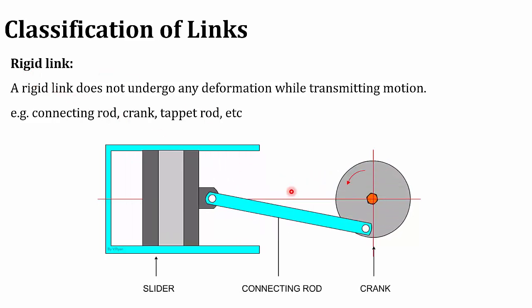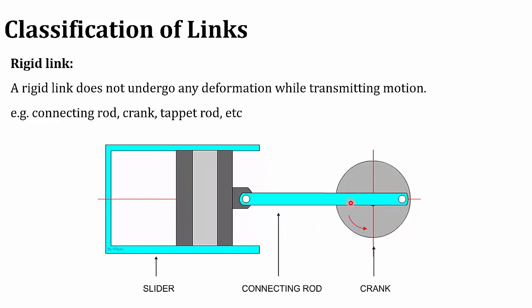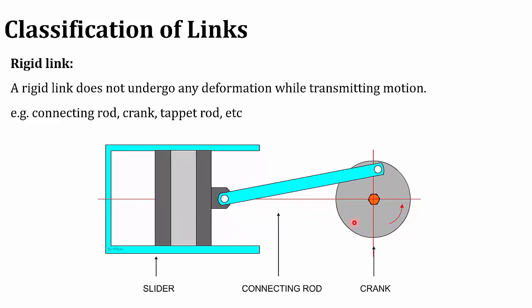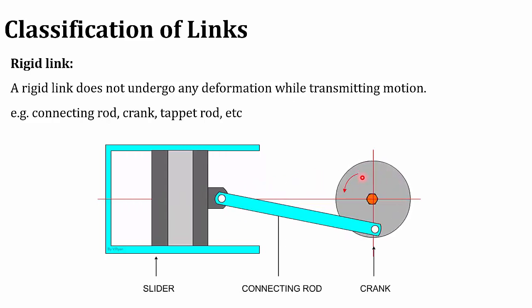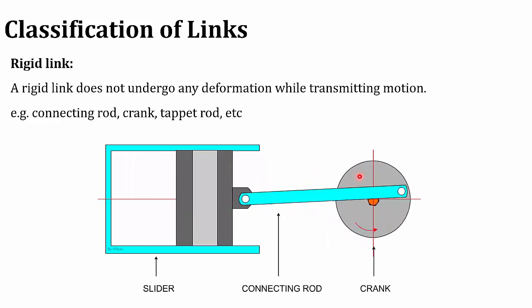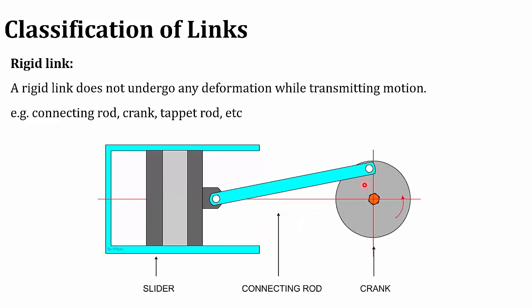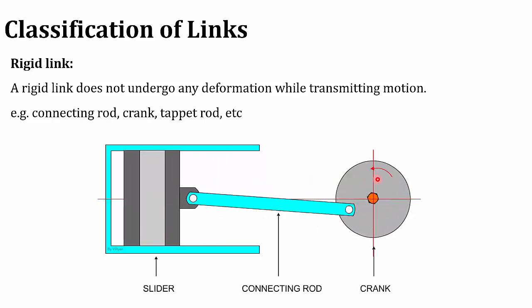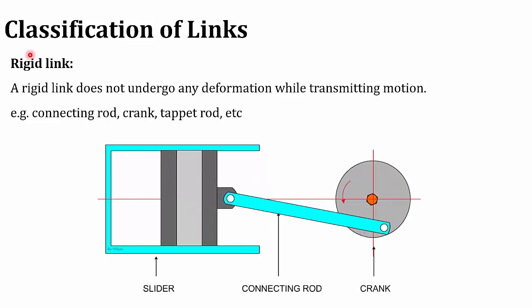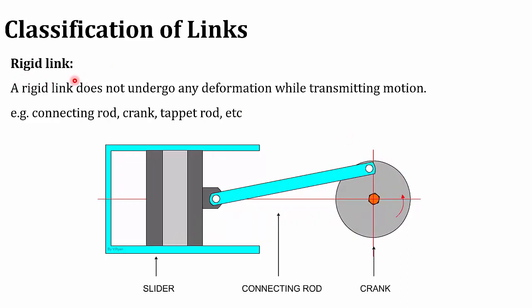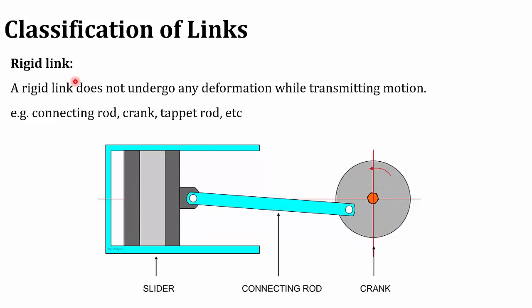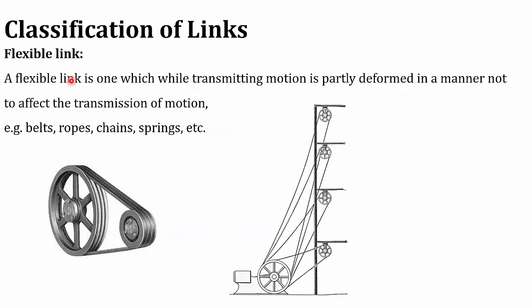The connecting rod is a rigid body. Then you can take the crank. The crank is rotating and it is transmitting the power to the connecting rod. While transmitting the power or motion, the crank will not undergo any deformation. That is why it is called a rigid link. A rigid link, in the sense, will not undergo any deformation. Okay, fine. The next one is the flexible link.